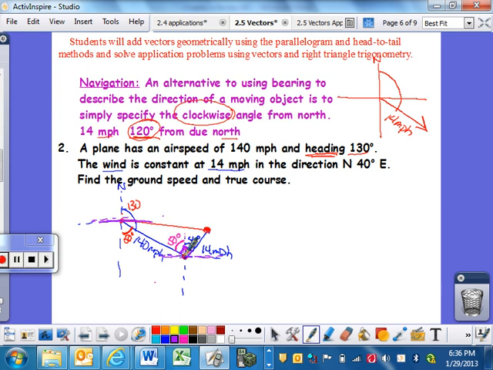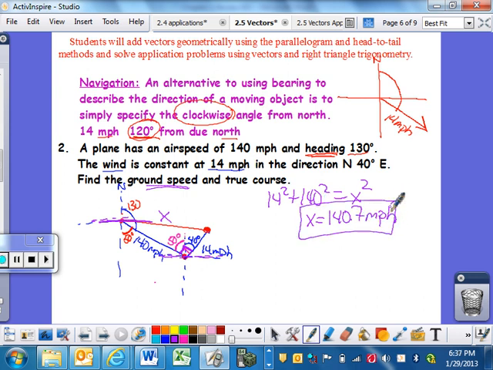Now why is this helpful? Because now to find my ground speed, I need to find x, which is that hypotenuse distance. And since you have a right angle, you can just use the Pythagorean theorem. 14 squared plus 140 squared is your x squared. And then you end up getting that x equals 140.7 miles per hour if you solve it correctly. Now that is going to be my ground speed.